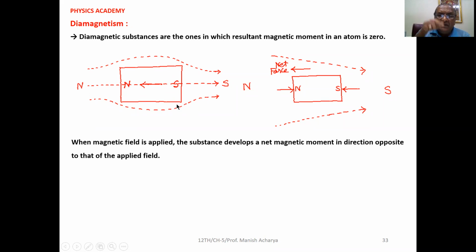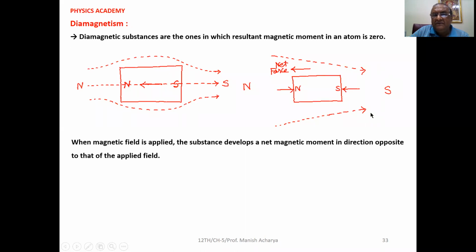Now, if this diamagnetic substance is placed in a non-uniform magnetic field, then also the magnetic moment will be developed inside the sample, that will be as it is. But now see here, this south-south and this north-north will repel each other. Now this is the non-uniform magnetic field, and here you can observe this thing.